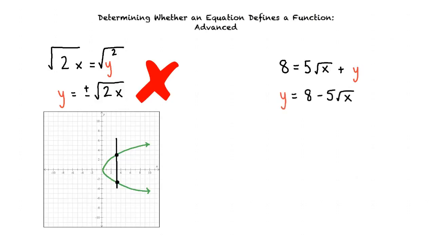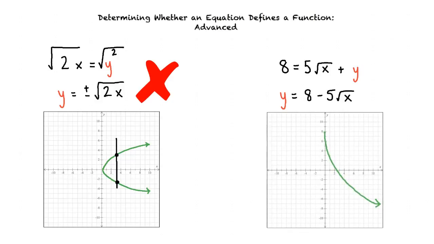Yes, that's correct. Now we can graph our equation and perform the vertical line test to see if our equation is a function. We sketch our graph and draw our vertical line. Our vertical line intersects the curve at only one point, so our equation is a function.